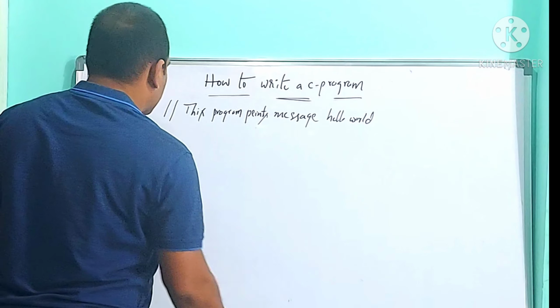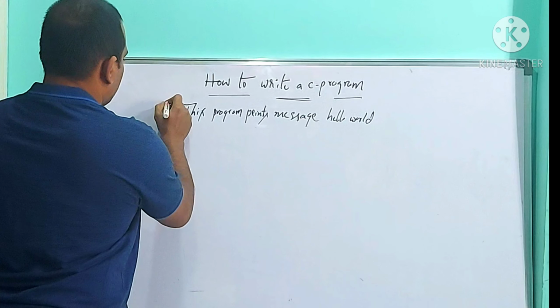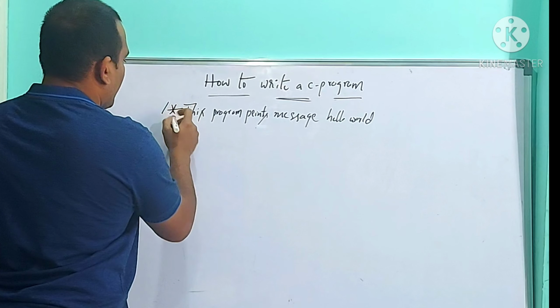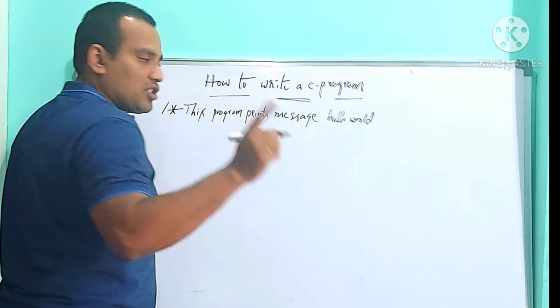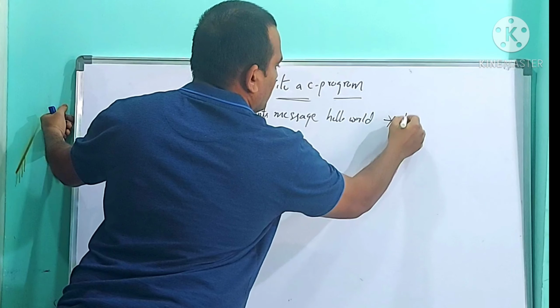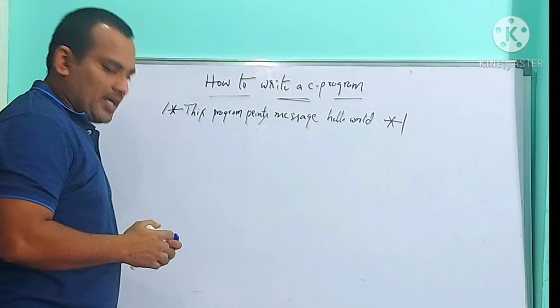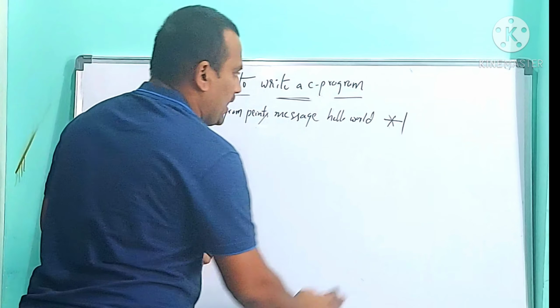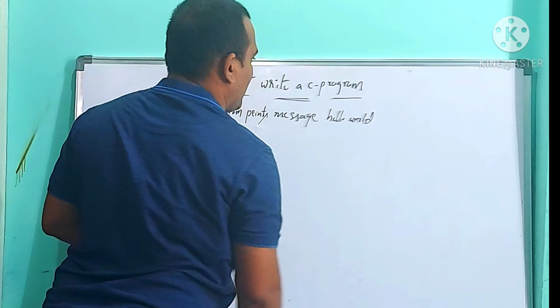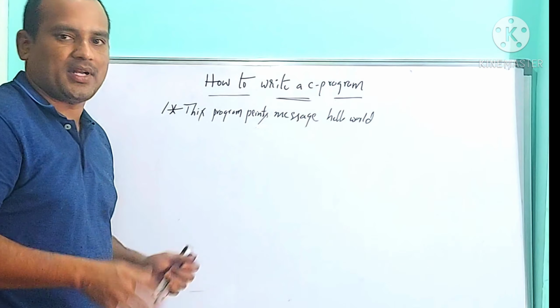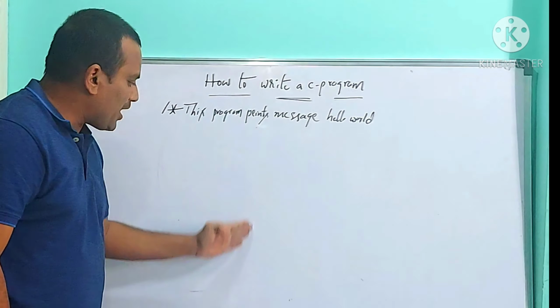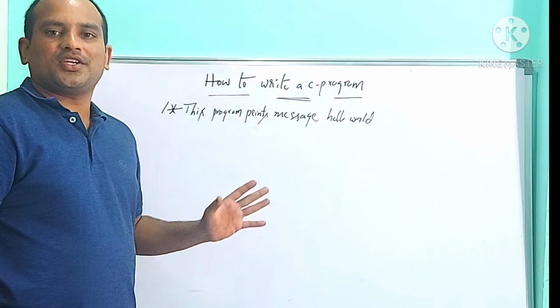Suppose if I use slash star, then ending must be star slash. Suppose if I forget to place star slash at the end of the documentation, then what happens? Then the entire program can be treated as documentation only.